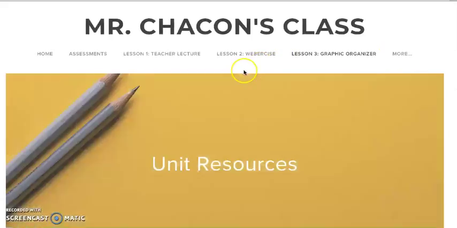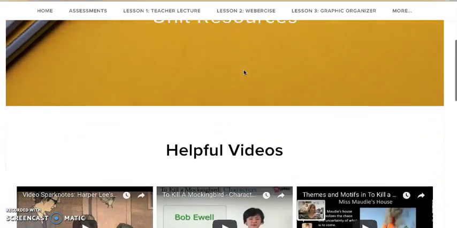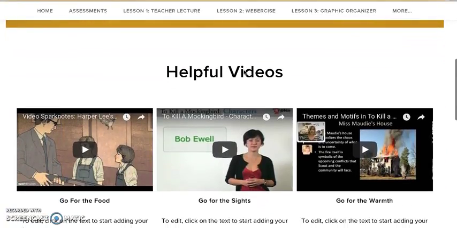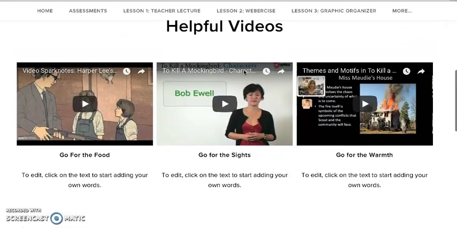Lastly, I have my unit resources here, and although these are for general students, just anyone who is reading this novel, I also think these are going to be super beneficial for English language learners. Here I have a Spark Notes version of the plot. It's going to show little cartoons and get students to understand the plot better. Also, the students can understand the characters better and the themes and motifs.